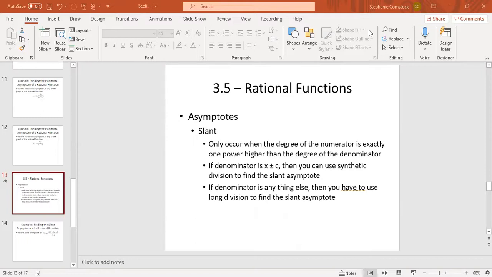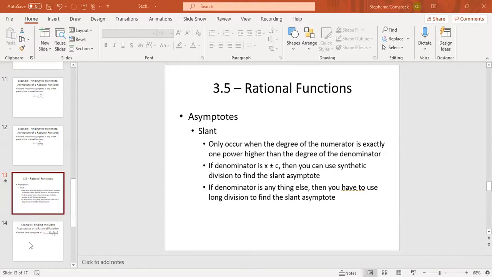Now, the other thing that has to happen is the degree of the numerator has to be exactly one power higher than the degree of the denominator. So the powers can only be off by one. So we're talking about x squared over a plain x, or an x cubed over an x squared type thing. Now, if it is an x squared over an x plus or minus a number, then we can use synthetic division to figure out where that slant asymptote is going to sit. If it's anything else, so if it's an x squared over a 3x plus 2 or an x cubed over an x squared, you're going to have to use long division in order to figure that out.